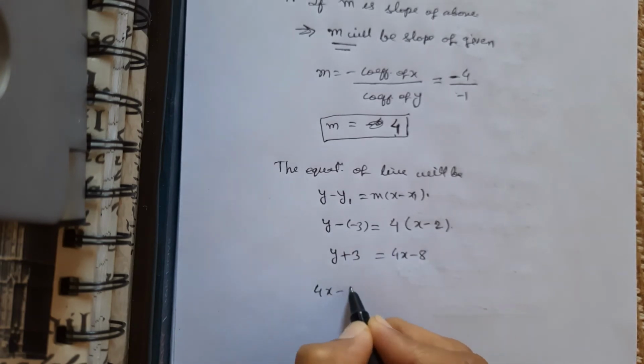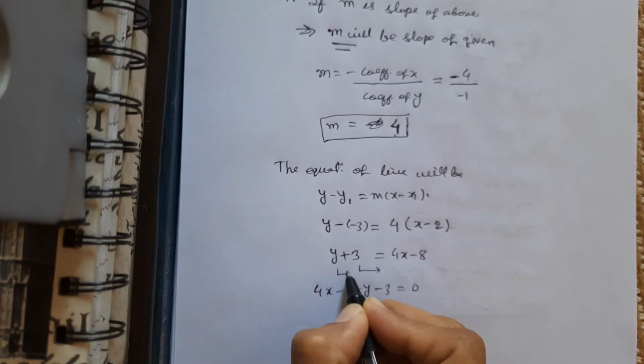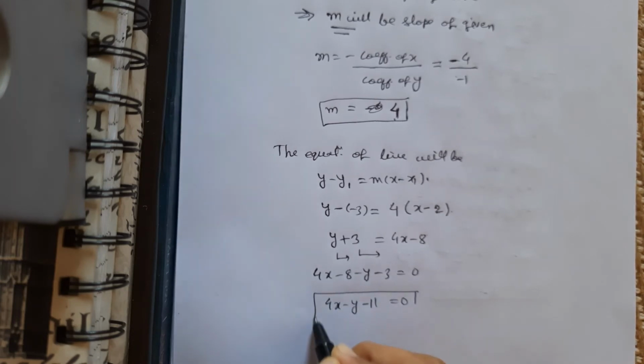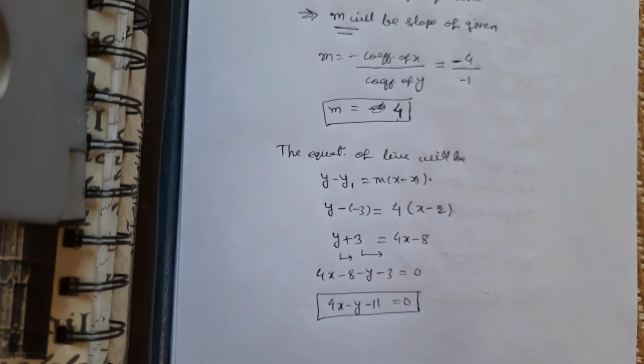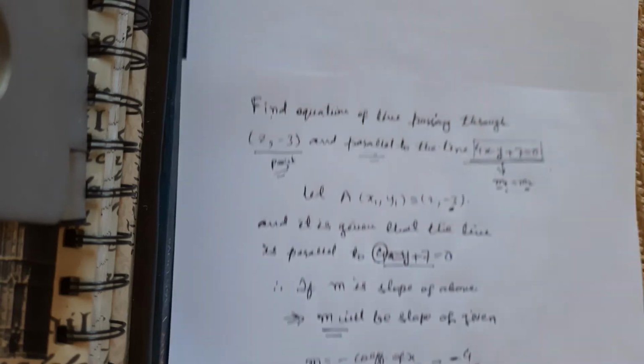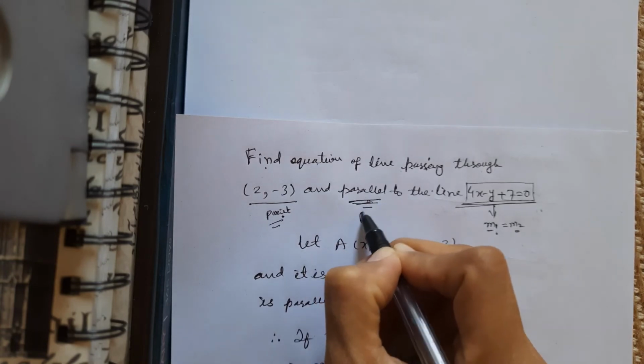So 4x minus 8 minus y minus 3 equal to 0. I shifted this to the other side. So I'll get 4x minus y minus 11 equal to 0. This is the required equation of line. So that's how you find out the values. Now try out the same example, but instead of parallel, take perpendicular.